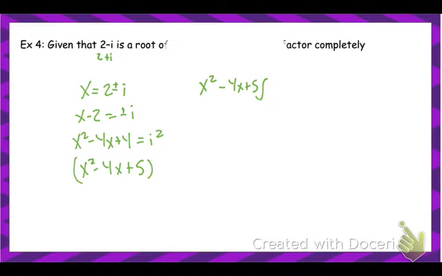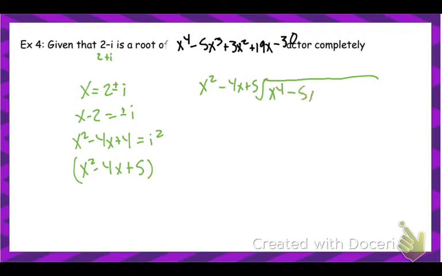The one that's on your notes is x to the 4th minus 5x cubed plus 3x squared plus 19x minus 30. And this is one that will actually divide much nicer for us. The process doesn't change, but this is an answer that actually will factor evenly for us.